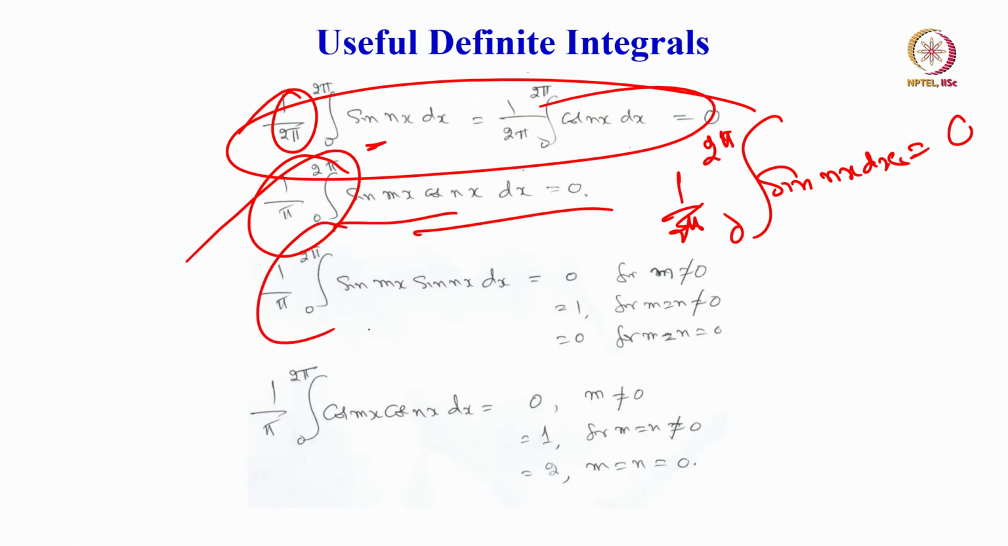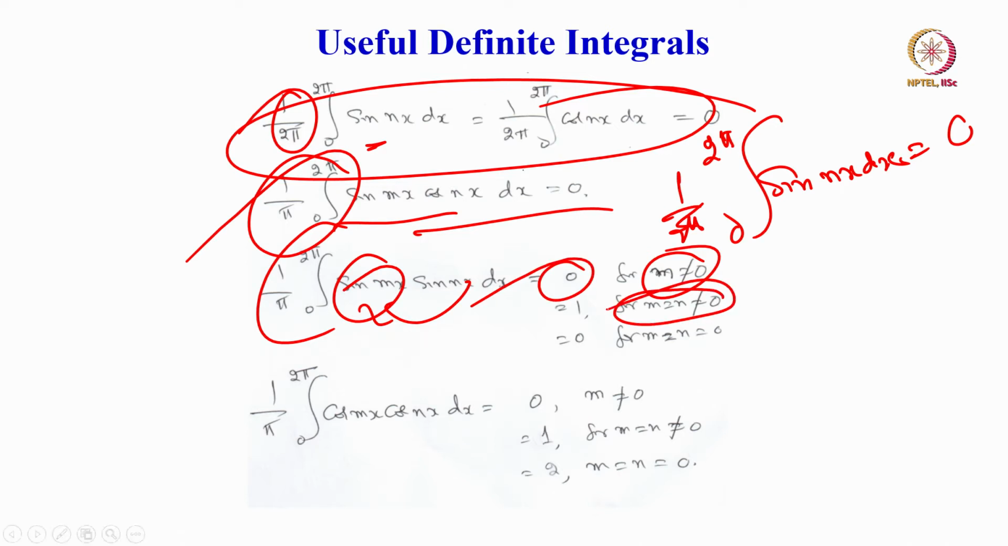Whereas the integral from 0 to 2 pi of sin mx into sin nx dx takes different values. For m not equal to n, this integral is 0. Whereas for m equal to n, both not equal to 0, this is equal to 1. For m equal to n equal to 0, this function becomes 0.